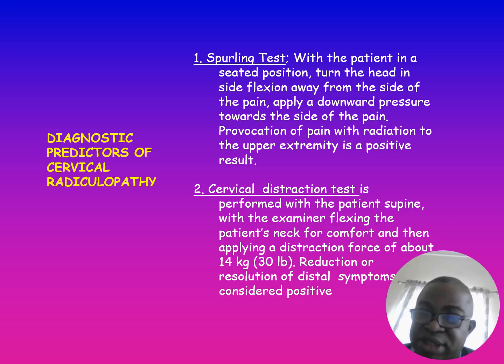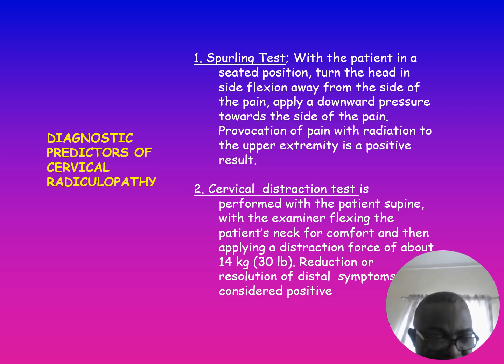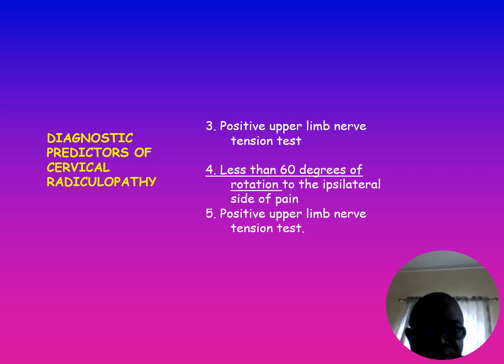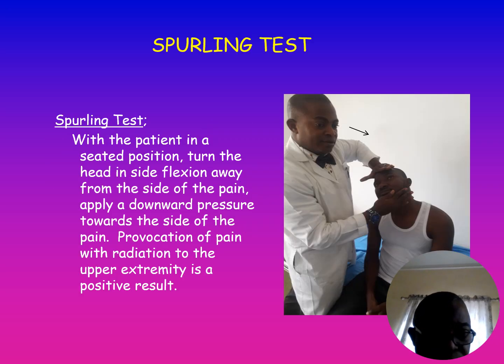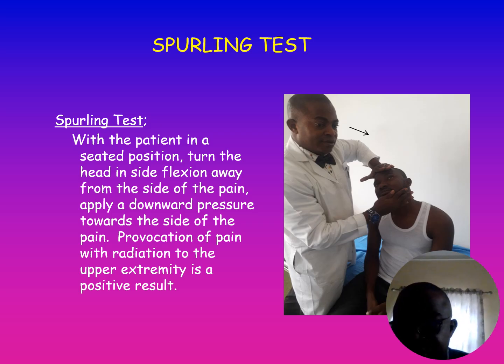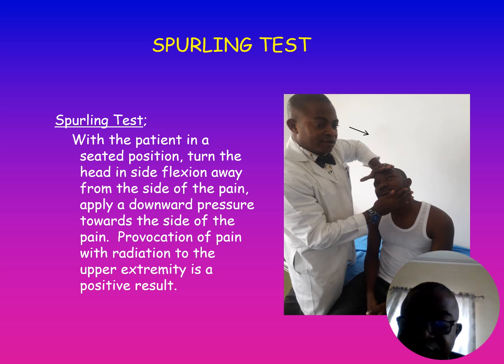One of them is the Spurling test. We're going to describe that. There's the cervical distraction test, there's neck rotation, and there is the upper limb nerve tension test, all of which we are going to describe. Now let's go to the Spurling test. Don't forget these are a battery of tests that you can use to diagnose radiculopathy, even in the absence of MRI. If 3 out of these 4 tests are positive, then you can be rest assured that to a very high degree your patient is having radiculopathy.